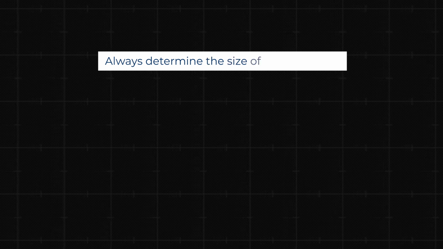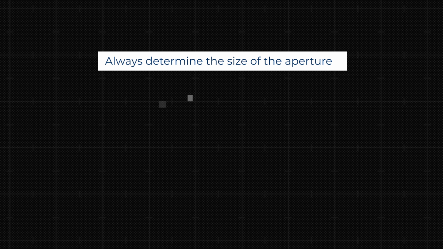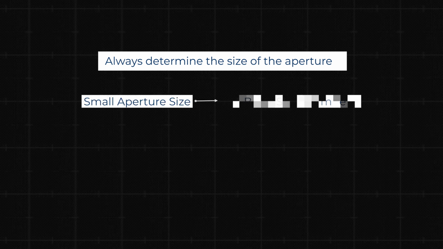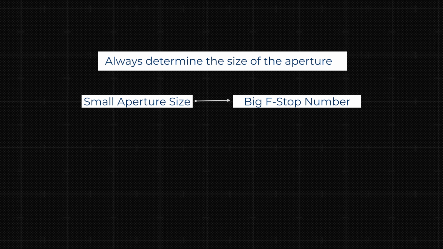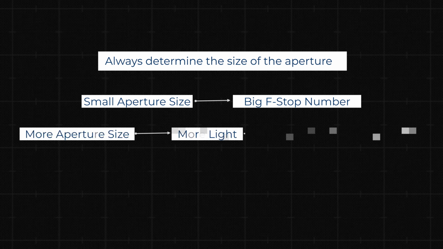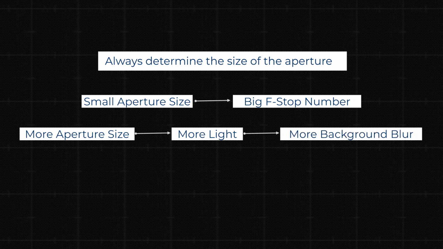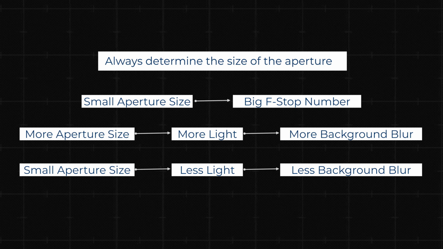We are now going to take a couple of minutes, put everything that we've learned together, and we're going to solve 5 examples. Before we begin solving these examples, there are 2 things that I would like you to keep in mind. The first one is always determine the size of the aperture from the information that's provided. Remember, less is more. Lesser the size, more is the f-stop number. Once you've done this, then you can proceed with the following formula. More the aperture, more the light, more the background blur. Smaller the aperture, lesser the light, lesser the background blur.